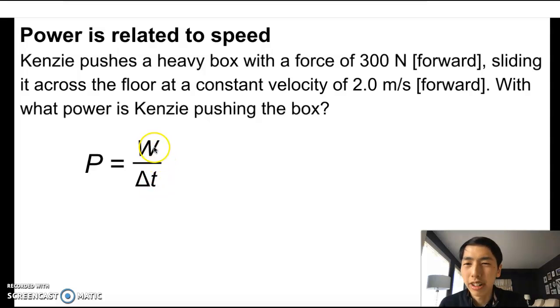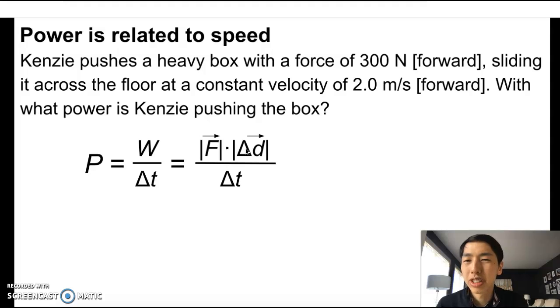But I'm not given either of these two. They don't tell me the work. They don't tell me the time. They tell me the force, and they tell me the velocity. So what can I do here? Well, I can change work to the formula for work. Work is force times displacement times cosine of theta. So I've changed work to force times displacement.